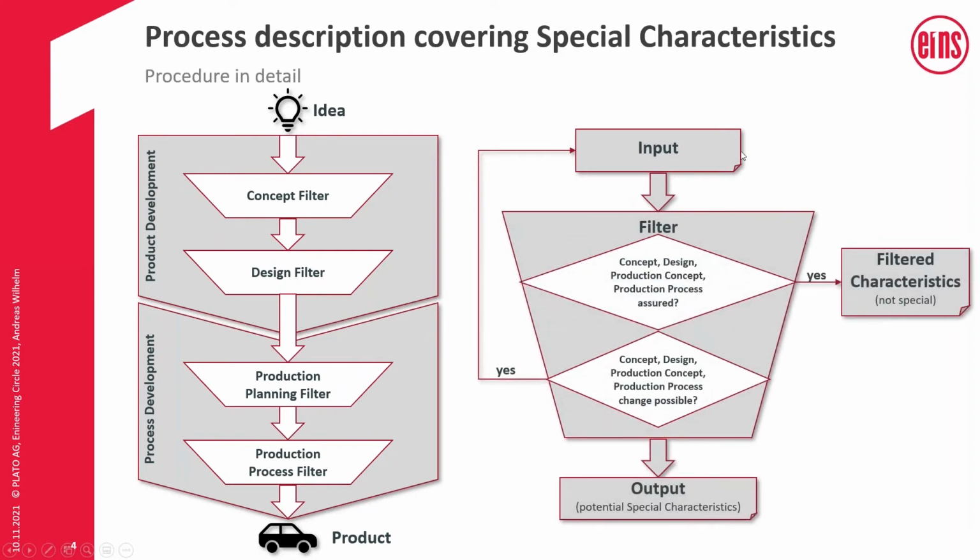It starts with an input. The input is, let me say, the potential special characteristics. They are filled into the filter, and the first question which has to be answered is, do we have a robust concept, design, production concept, or production process? The question depends on which filter we are talking about. So this represents all 4 filters here in one. If the answer is yes, we have a robust concept, design, and so on, then we can filter out a characteristic. This means this characteristic does not have to be a special characteristic.